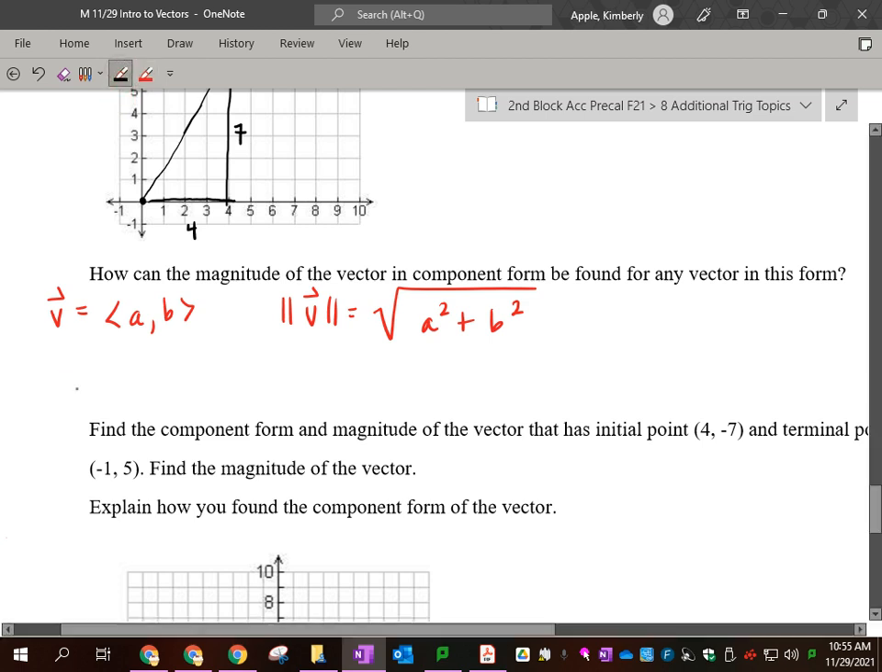Or let me give you another example. Let's say I have some vector u defined to be <p, q> for its terminal point. The magnitude of the vector u would just be the square root of p squared plus q squared. Just take those two numbers and plug them into the Pythagorean theorem. By definition, they're going to be your horizontal and vertical components.